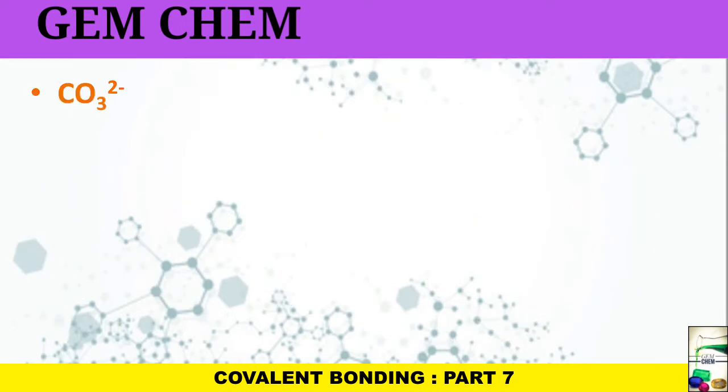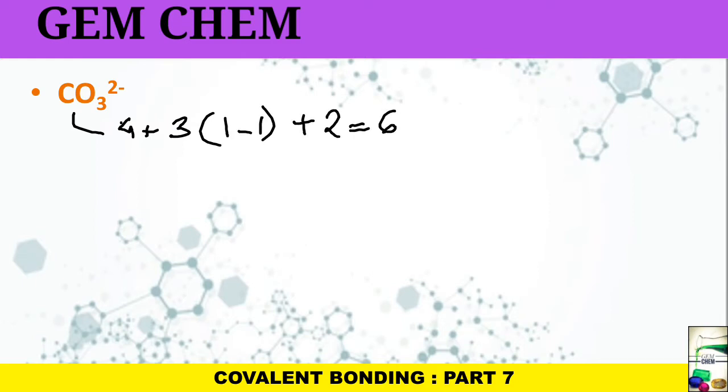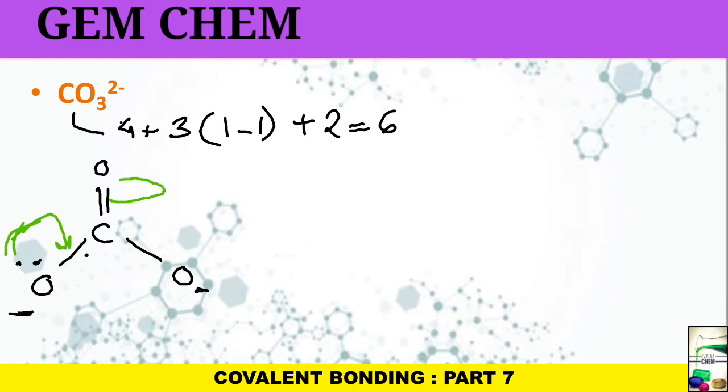Now we will see CO3 2-. See this very carefully. We know for carbon it is 4 plus 3, 1 minus 1 plus 2 gives us 6, that is planar trigonal in structure, and it would look like this. That is carbon with a double bond oxygen, another carbon with an O- and another carbon with an O-. So here is an extra pair of electrons. Now this electron pair will jump here in this bond to form a double bond, and this bond pair will go to form a lone pair.